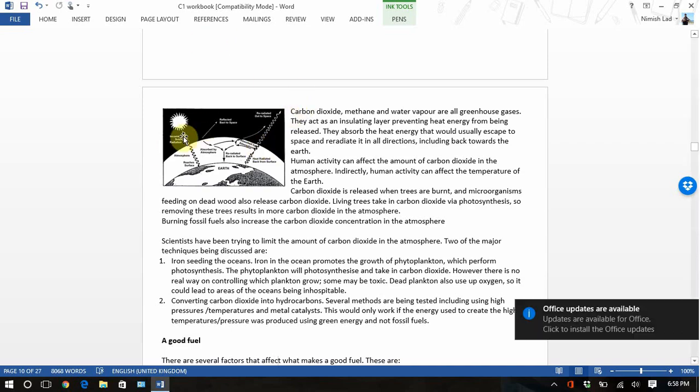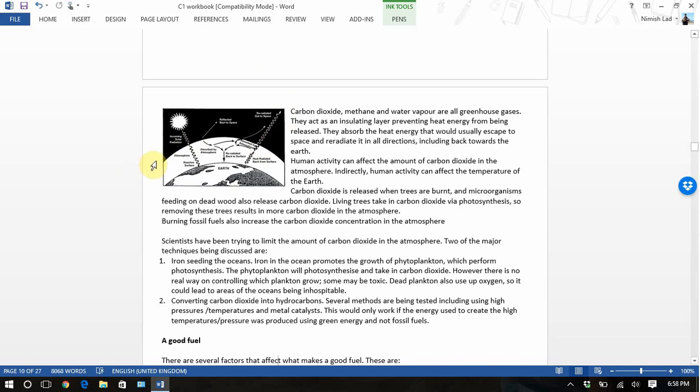Human activity can affect the amount of carbon dioxide in the atmosphere. Obviously, burning fossil fuels releases some, but also the use of petrol and other processes, like the creation of concrete, release large amounts of carbon dioxide. Burning trees releases carbon dioxide. Microorganisms also release carbon dioxide. Living trees take in carbon dioxide via photosynthesis, so these trees are sort of carbon neutral. If you remove these trees, you're removing organisms that are taking carbon dioxide out of the atmosphere. So that's quite a difficult thing to replace.